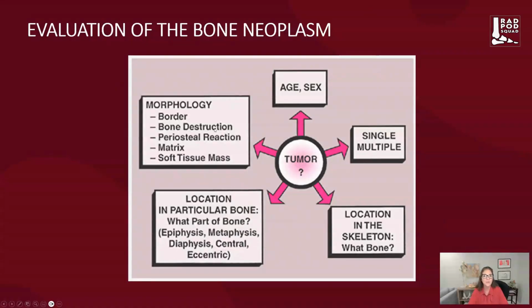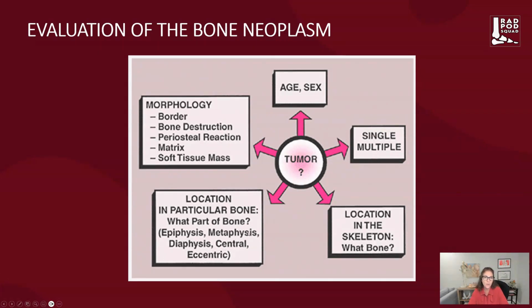Evaluation of the bone neoplasm, our trusty chart starts with that age and sex category. We have single versus multiple lesions that will help us determine what this lesion might be. What bone are you in? The location, the skeleton. Is it in proximity to something like the sternum in breast cancer? What part of the bone is it originating from? Is it in the metaphysis or an end of bone lesion, an epiphyseal lesion? Or is it in the diaphysis, the shaft?